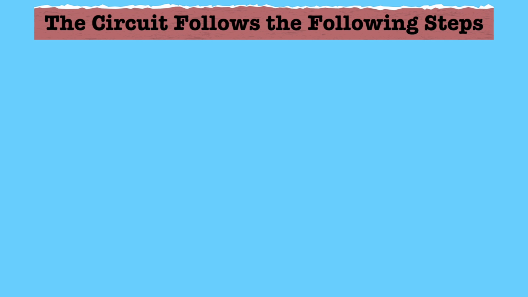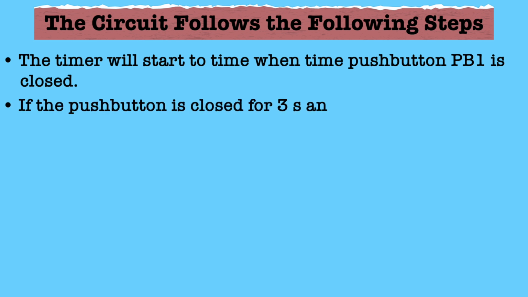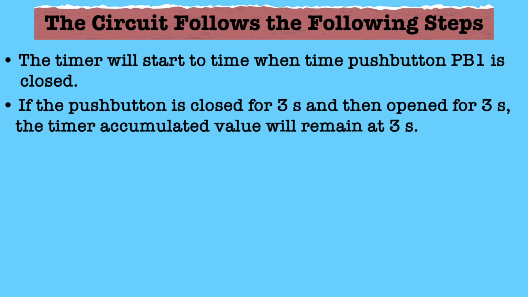In the first step, the timer will start to time when the first push button is closed. You can see the first push button is connected in the second rung. So when I press the push button 1, the timer starts, right? If the push button is closed for 3 seconds and then opened for 3 seconds, the timer accumulated value will remain at 3 seconds.